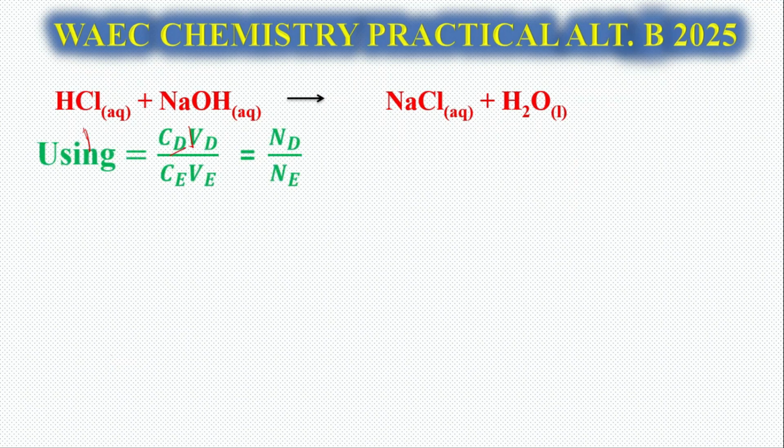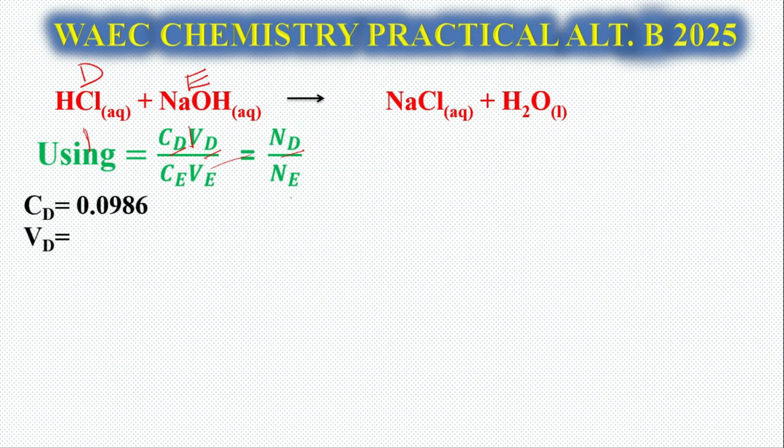We are working with CA, VA, and nA, that's the number of moles of acid, and number of moles of base. Here, our acid is going to be D, it's no longer A, while our base is going to be E, it's no longer B. Take note, because in Alternative B your acid stands for D and your base stands for E. In Alternative A, acid is A, base is B, and salt is C. But in Alternative B, your acid is D and your base is E, while your salt will be F. So let's continue our calculation.